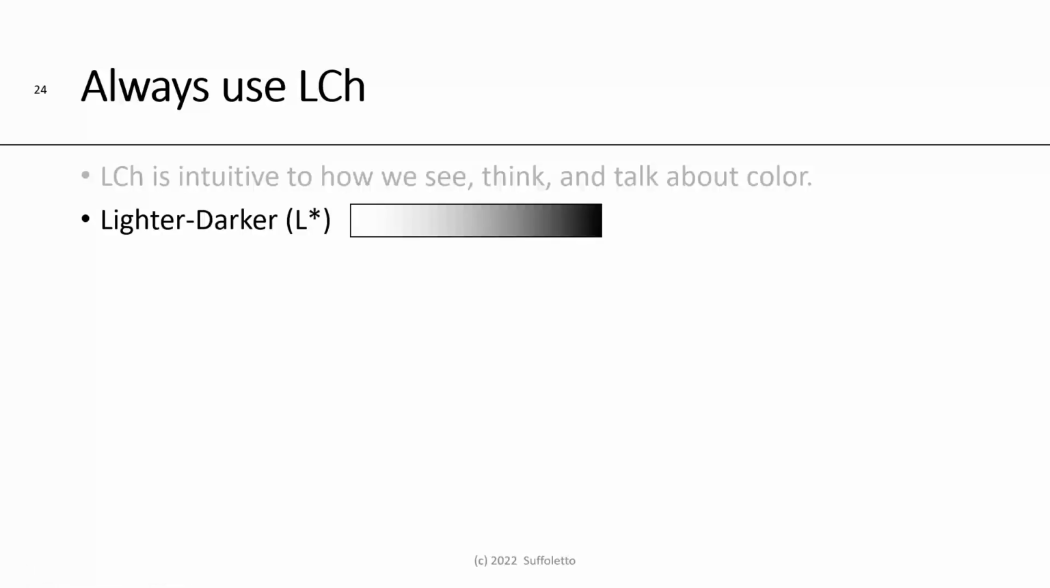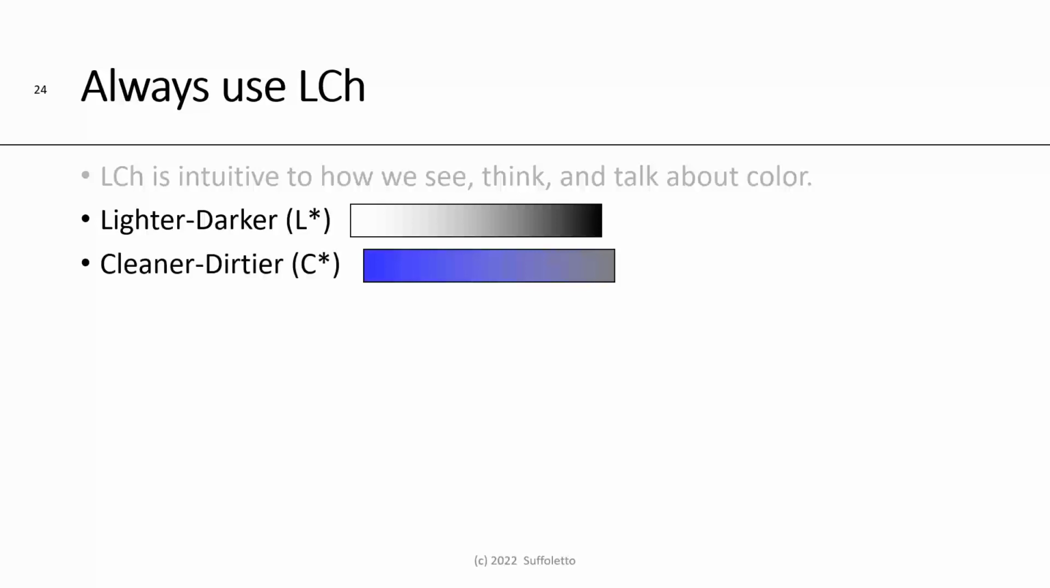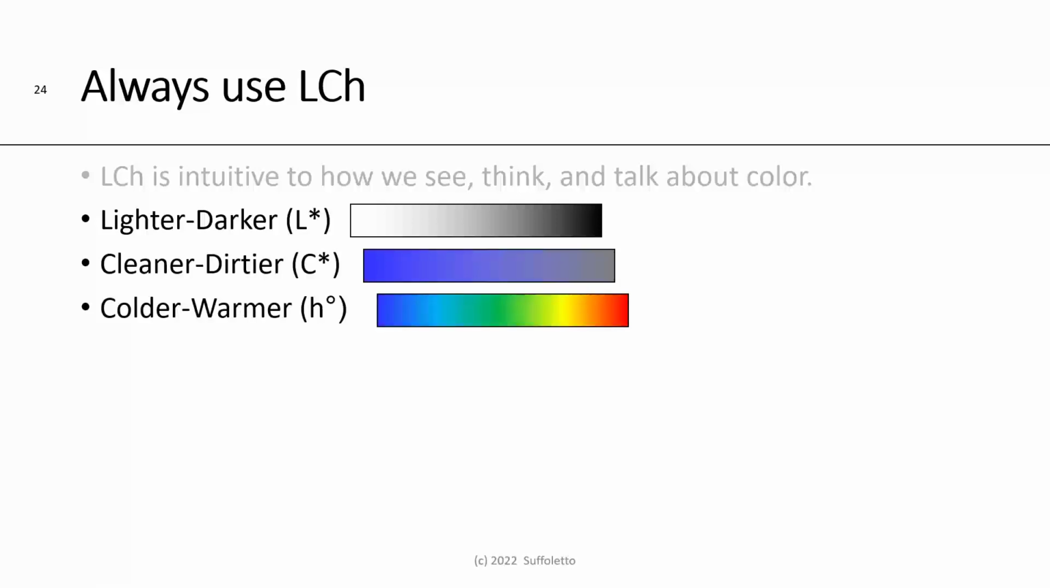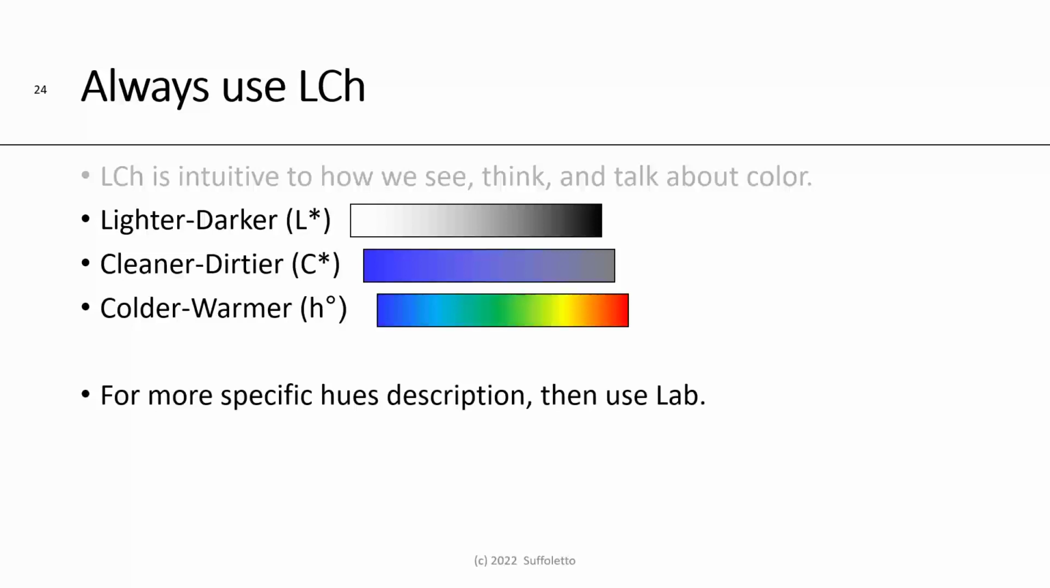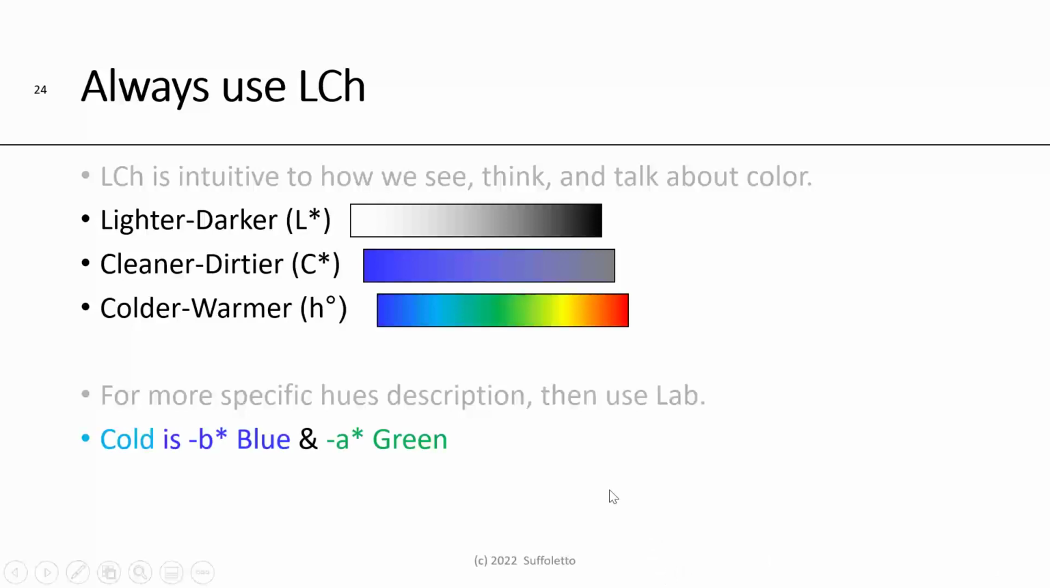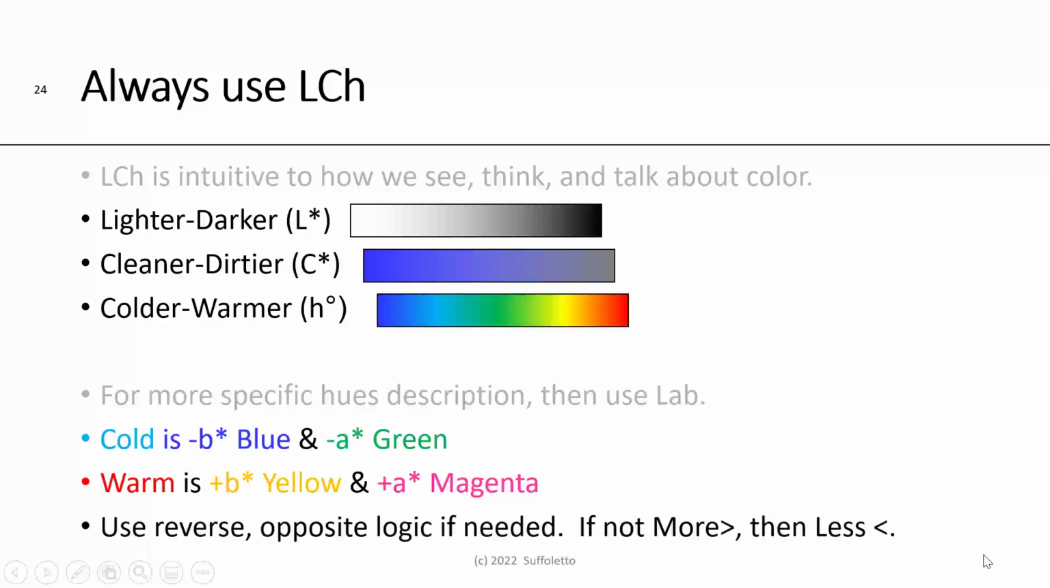Lighter or darker, L star. Cleaner or dirtier, C star. Colder or warmer, hue angle. And if you want more specific information about the hue angle, then you would go to the B and the A, because minus B is blue and minus A is green. Blue plus green is cyan. These are all cold colors. And then you can go to plus B, which is yellow, and plus A, which is magenta. Yellow plus magenta is red or orange. These are all warm colors. And again, you might need to be able to use the reverse opposite logic if needed. If it's not more, then it's less.